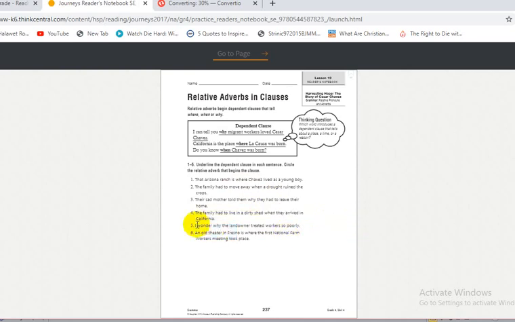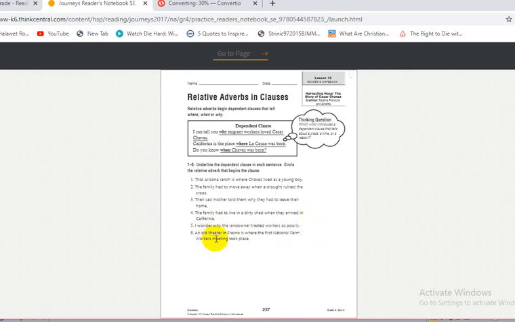Number 5. I wonder why the landowner treated workers so poorly. So our dependent clause here is why the landowner treated workers so poorly, right? And it is started by which relative adverb? Why. So we're going to circle why, and then we're going to underline why the landowner treated workers so poorly.